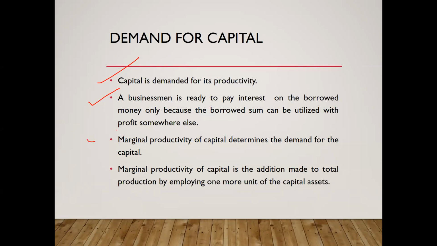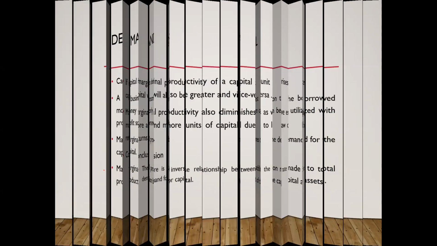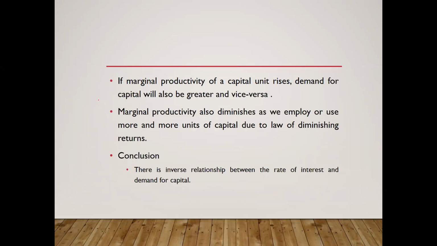Then we come to the marginal productivity of capital, which determines the demand for capital. The marginal productivity of capital is the addition made to total production by employing one more unit of capital asset. Marginal always means we are talking about an additional unit. When the marginal productivity of capital rises, demand for capital will also be greater, and vice versa.